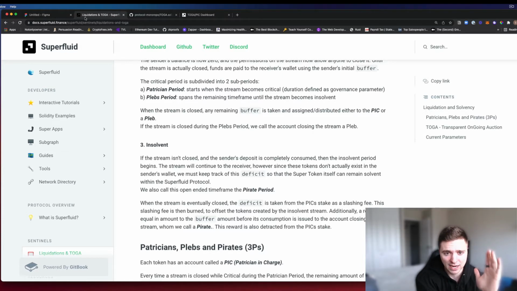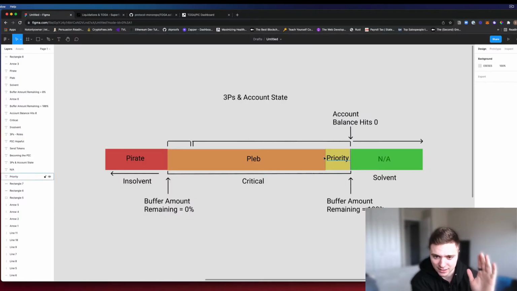However, I have a nice diagram up. It's short, right? So it's the first small portion of the priority period, or of the critical period, I'm sorry. And this is where the patrician in charge will receive rewards, okay?